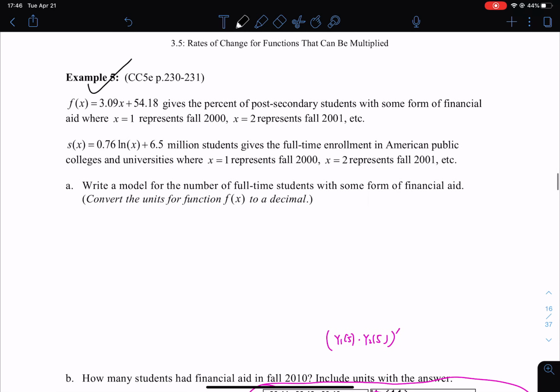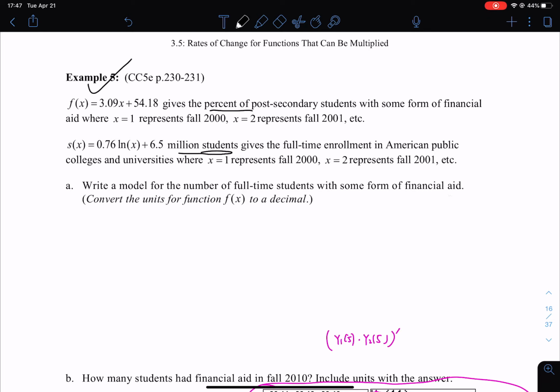Example 5, we are given the f of x. This is the percent, and the other function s of x is the number of students. It gives the full-time enrollment in American public colleges and universities, where x equals 1 means fall 2000, x equals 2 means fall 2001. So the first one, this is a model for the number of full-time students.